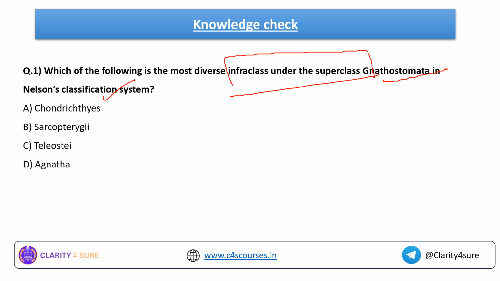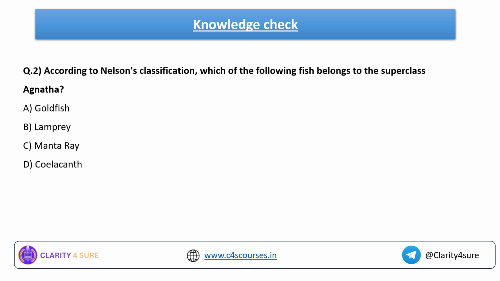See, we know this most diverse group of Gnathostomata in Nelson classification. I have mentioned this many times in the lecture also. So let me know the correct answer in the comment box. Next, according to Nelson classification, which of the following fish belongs to the superclass of Agnatha? And I have mentioned the name of this particular fish also in the lecture. So if you have attended the lecture with focus, you will be able to answer this question without any difficulty.